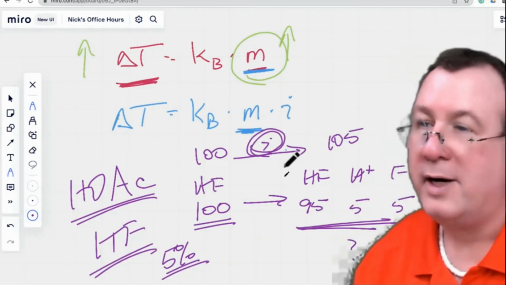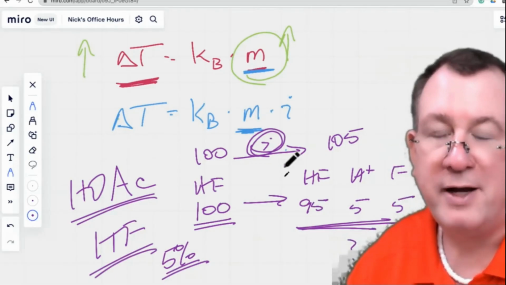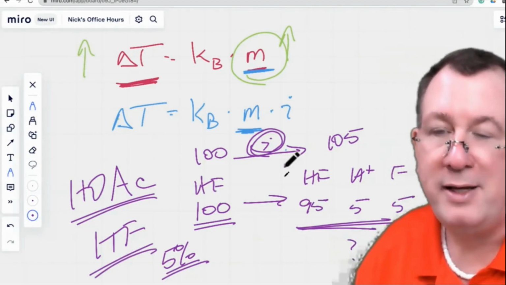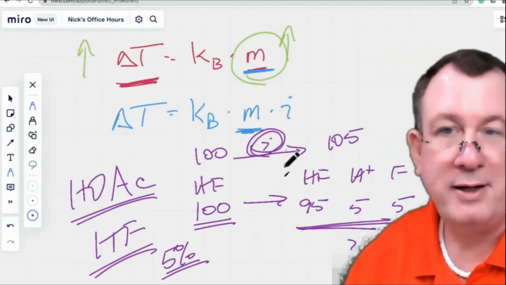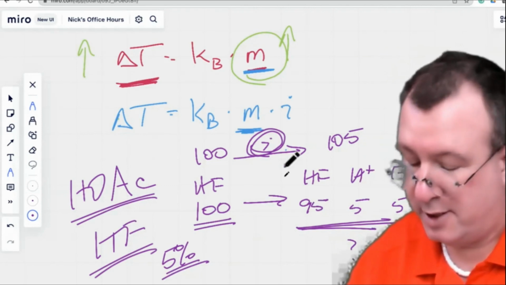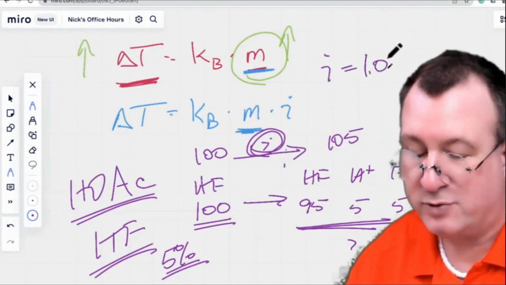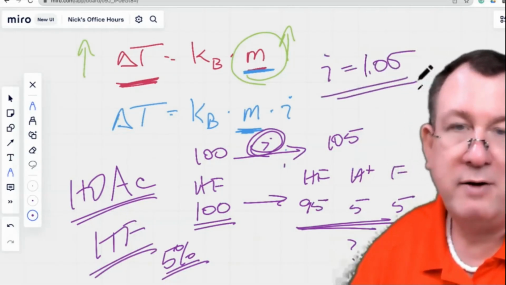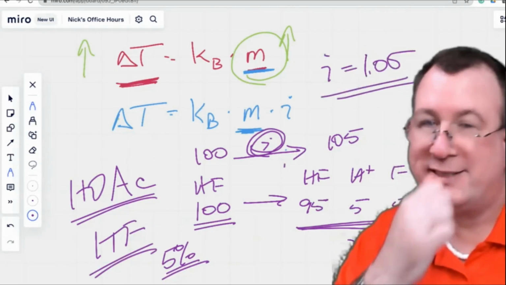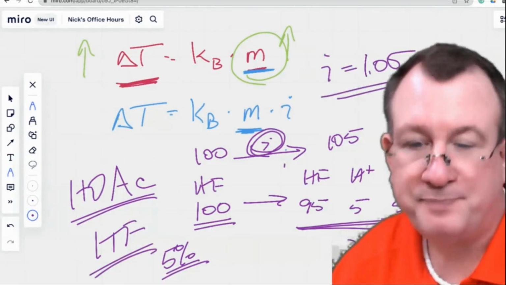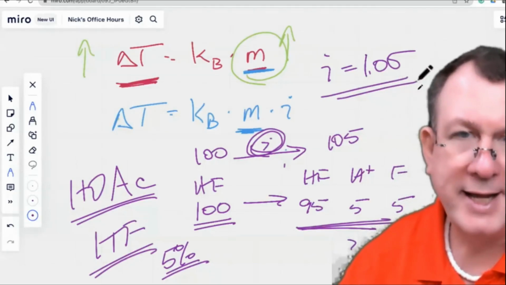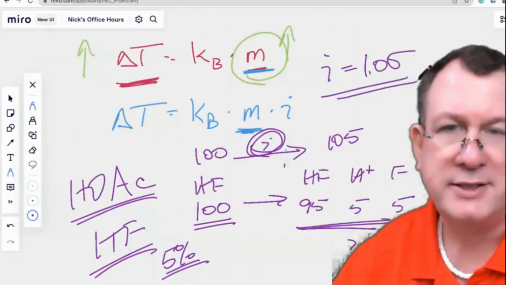You are correct. Van't Hoff factors can be non-integers. In this case, the I for hydrogen fluoride is 1.05. For something like ferric chloride, it's like 3.7. For something like lead chloride that doesn't dissolve at all, it's just 1.